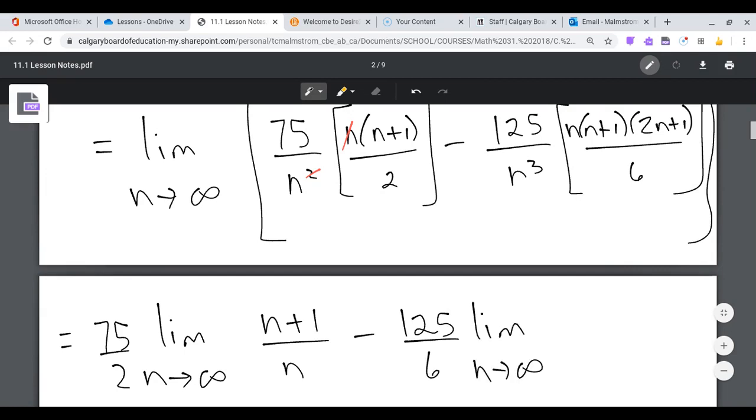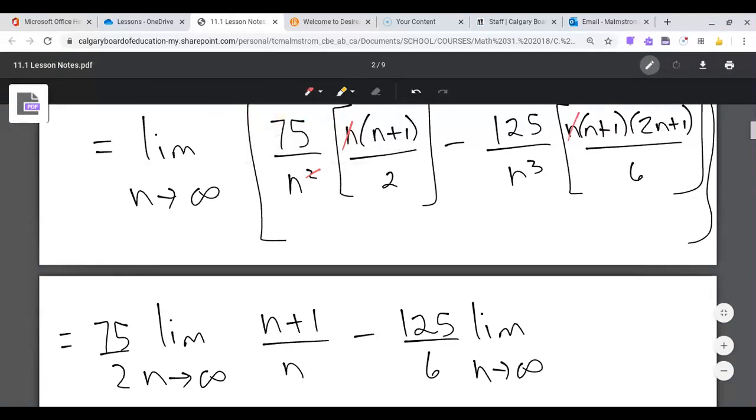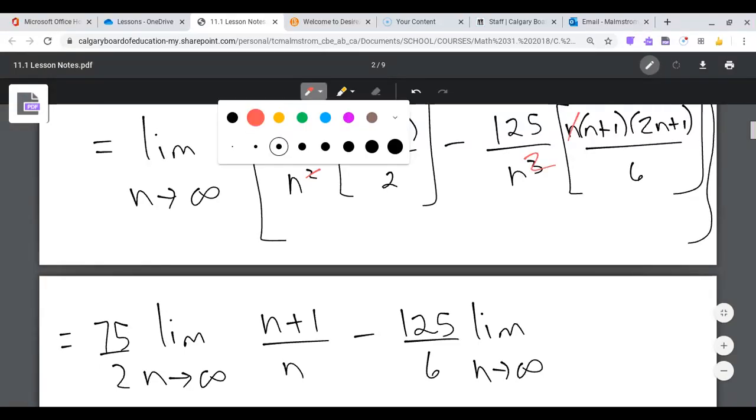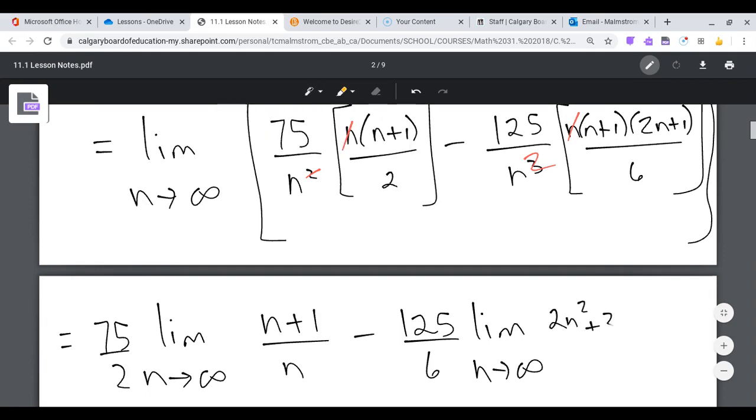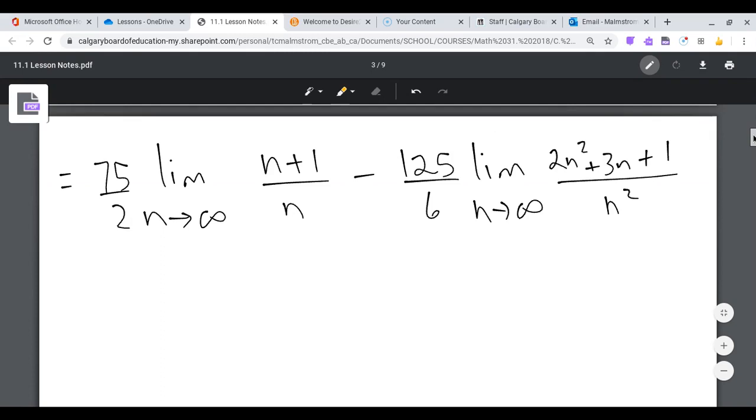So now I'm using my properties of limits. What could we tidy up here? So I have an n. I'm going to make that an n squared. Okay, and expand this one out. You get 2n squared plus 3n plus 1 on n squared. And now you can calculate your limits as n goes to infinity, just like we did way back in chapter 1.